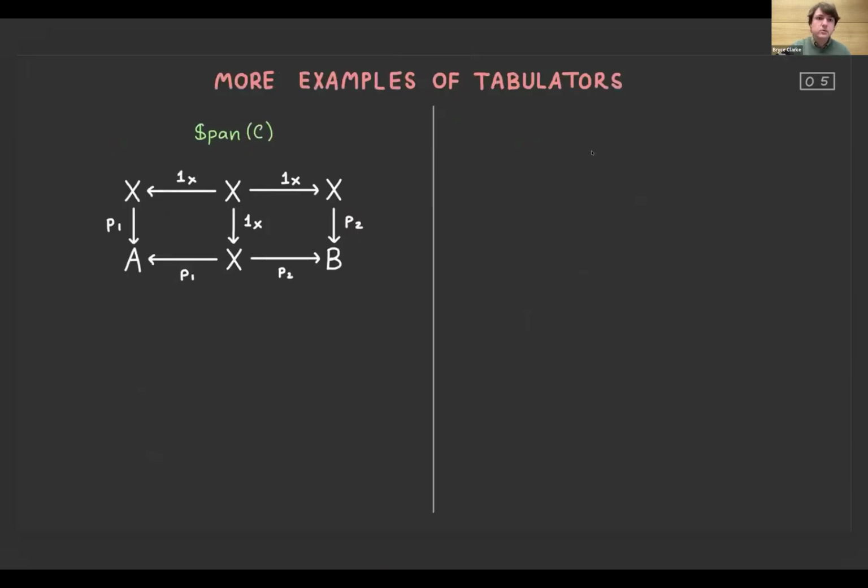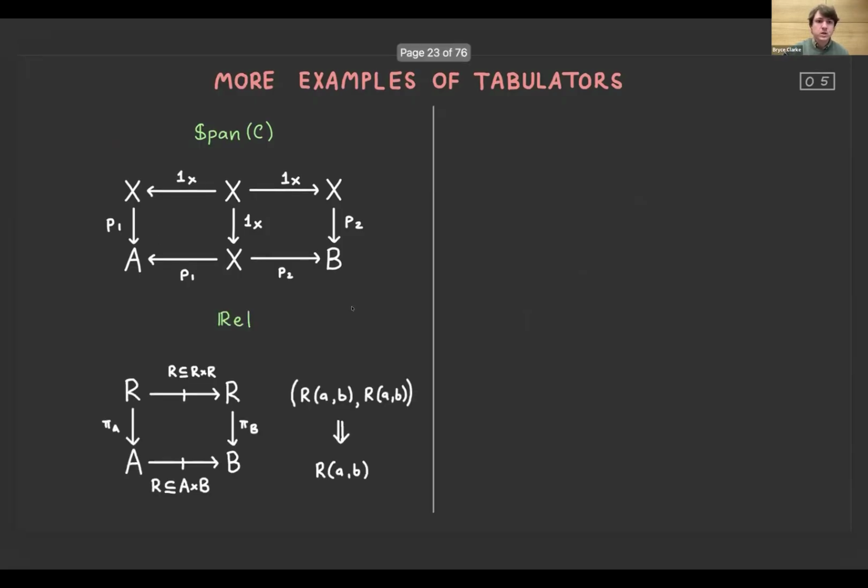And if we look at our other examples, then in span of C, for instance, the tabulator of a span P1, P2 from A to B, it's just giving us the X, the object in the middle of the span, okay, to go with the obvious projections and cell. In rel, it's again just giving us this set, which is the subset of the Cartesian product, is going to be the set which is our tabulator together with the projections.